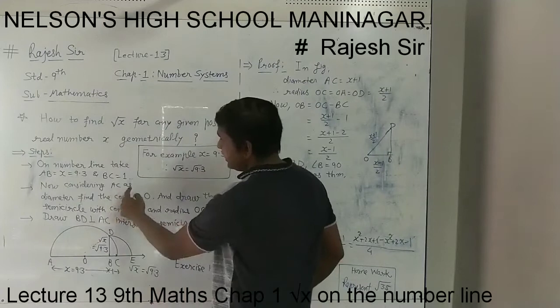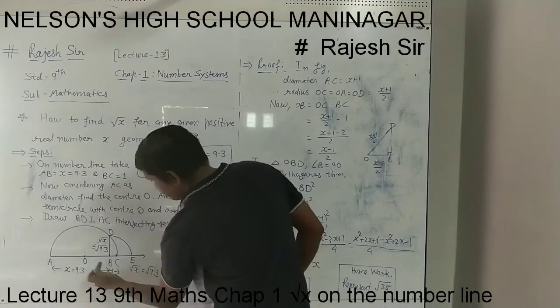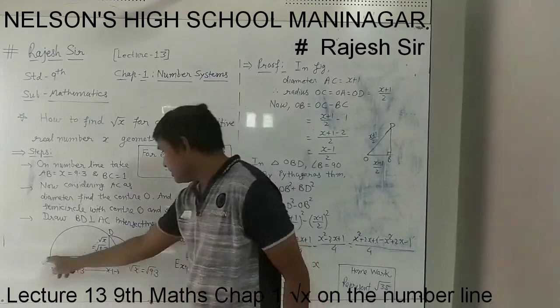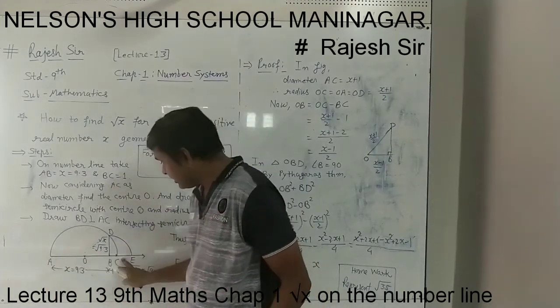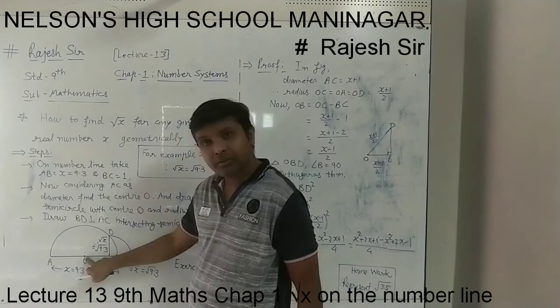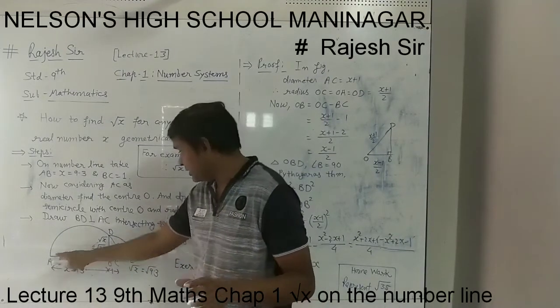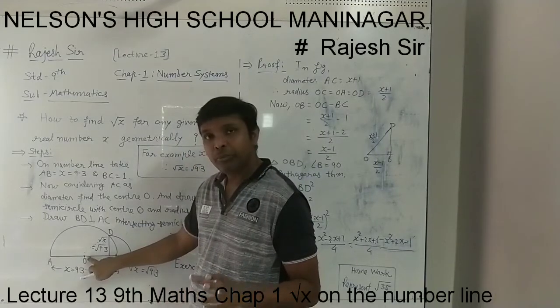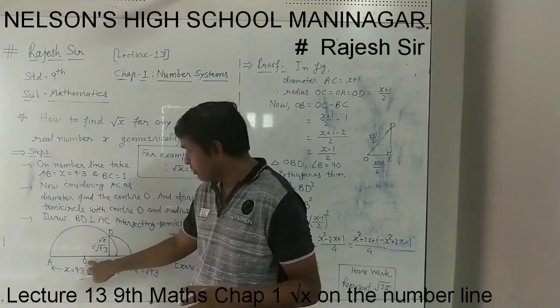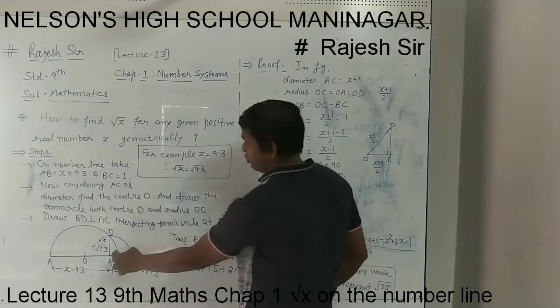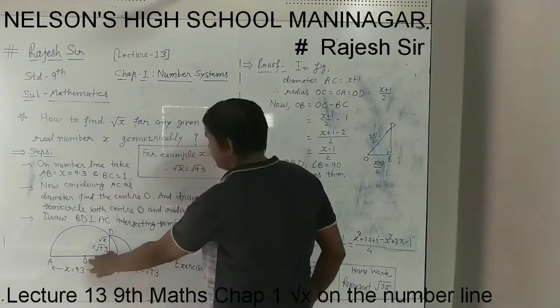Now, considering AC as the diameter, A to C we have to consider as diameter. If A to C is the diameter, find the midpoint of AC. It will be here. By measuring, you can find the midpoint of AC. Midpoint of AC we have to find, and there you give the name O. See, now considering AC as diameter, find the center O. Center of AC, O, you have to find.